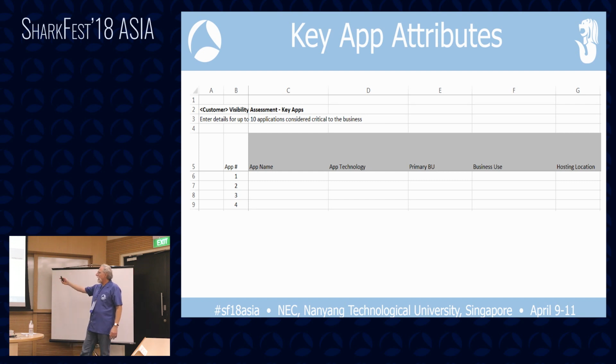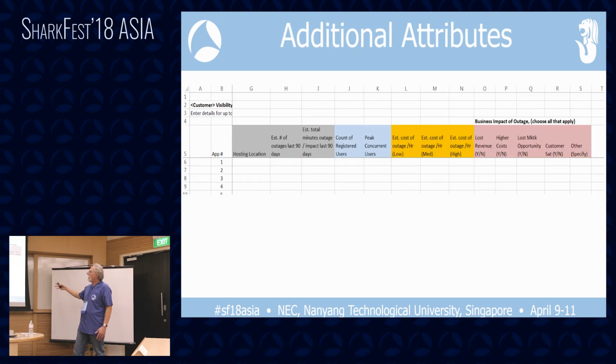Some attributes about the name, the technology, who's the business unit, how's it used, where's it hosted, how many people are registered users, and what's the peak user count. Now, what you'll find is nobody knows the answers to these questions. But the fact that you're asking starts to raise the antenna that, hey, these are actually important questions to ask, and we really should be able to answer them because we're making business decisions blind if we don't have this information.